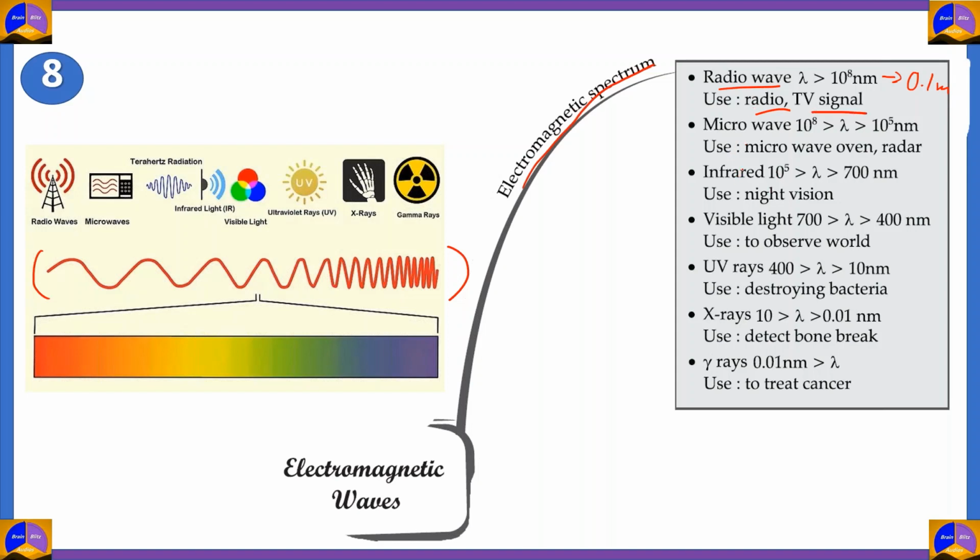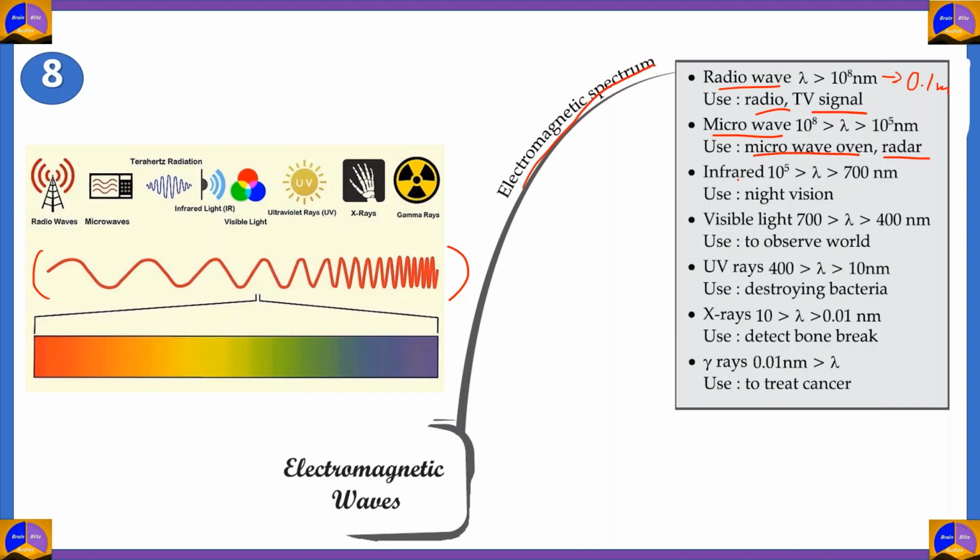Now, immediately succeeding radio waves are microwaves. These are the waves that are found in your microwave oven, and they range from 10 raised to 8 to 10 raised to 5 nanometers. And so these have higher frequency, lower wavelength, and higher energy than radio waves. Microwaves were initially used in radar, and from there they found their way into our homes in microwave ovens.